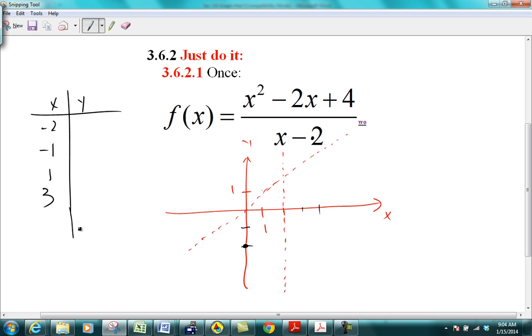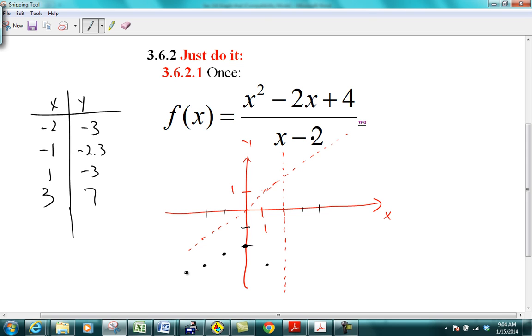So when I do x equals -2, remember I need to put it in the f(x) equation. And if you do the plug and chug, your answer should be -3. Plug and chug -1 and you get -2.3. You do a 1 and you get a -3, and you do a 3 and you get a 7. So let's go plot these points down. So -2 gives -3, so somewhere out here. -1 is -2.3, so somewhere out there. 1 is -3, so somewhere out there.